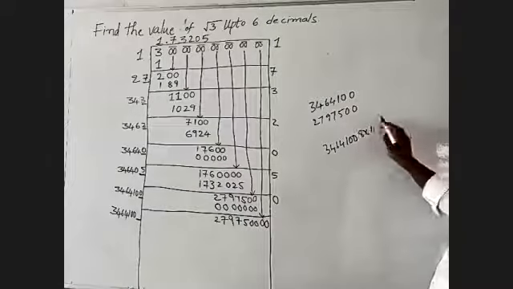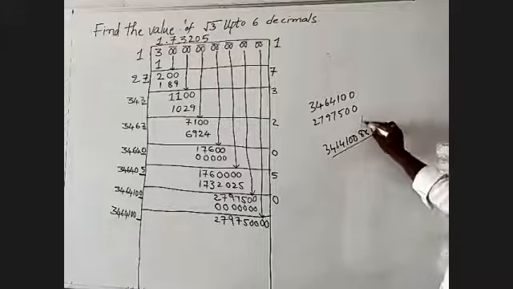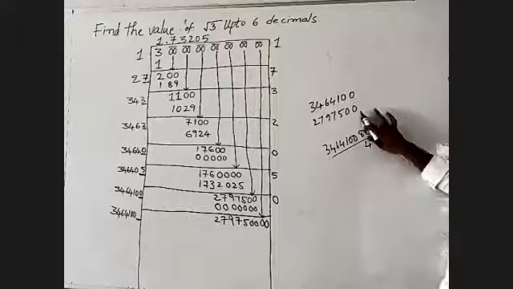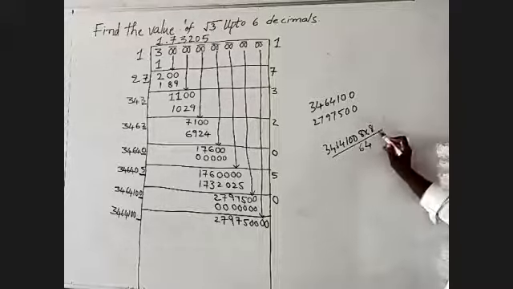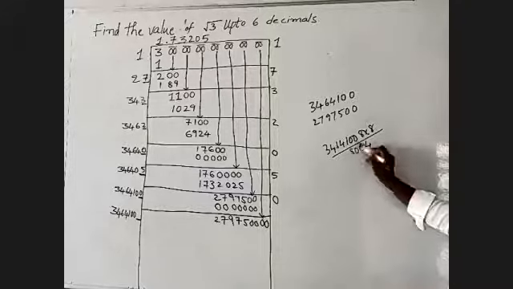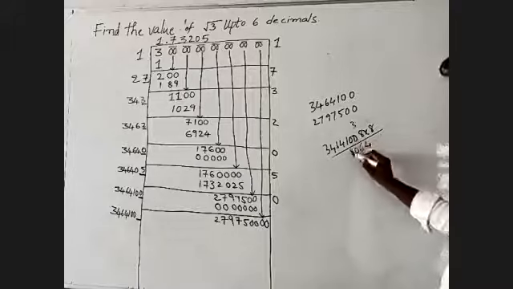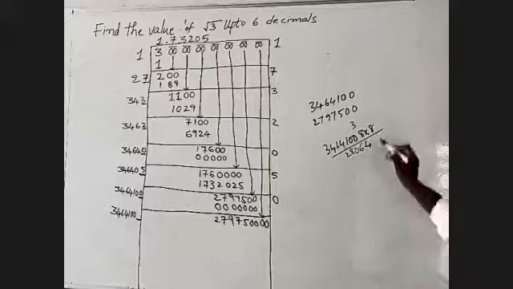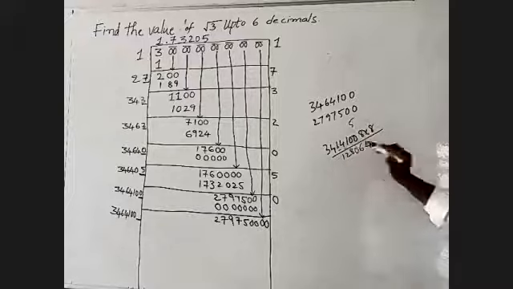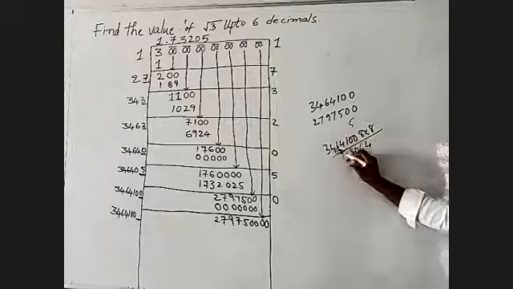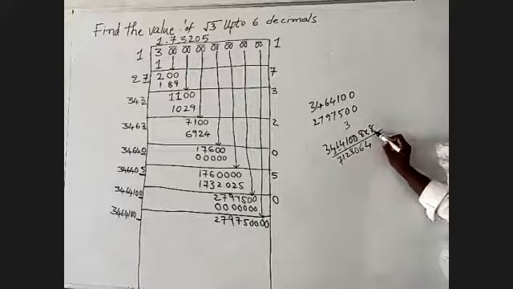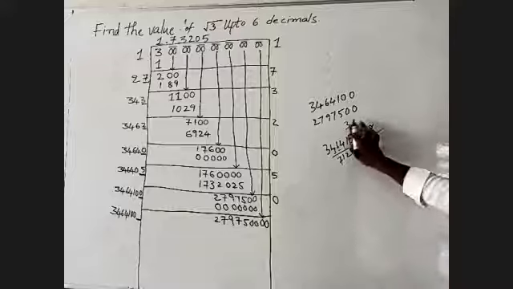We have to check it in this one. 8 eights are 64. After that, 8 into 0 becomes 0. I will take this 6. And also 8 into 0 becomes 0. 8 into 1 becomes 8. 8 fours are 32, and also 8 sixes are 48. 48 plus 3 becomes 51. 8 fours are 32. 32 plus 5 is equal to 37. After that, 8 threes are 24. 24 plus 3 is equal to 27.